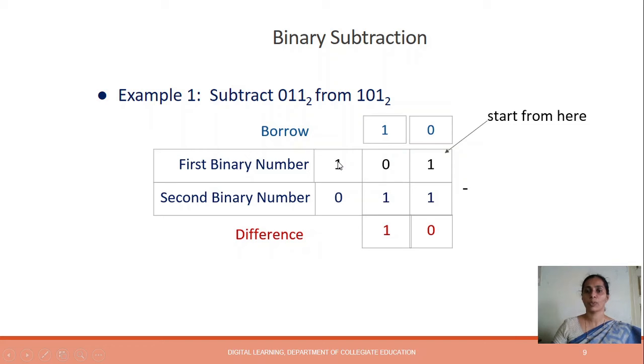Since we borrowed this 1 to this digit, now we will have 0 minus 0 here, and 0 minus 0 gives 0. So the answer to 1 0 1 minus 0 1 1 is 0 1 0. That is, 5 minus 3 is equal to 2 in decimal.